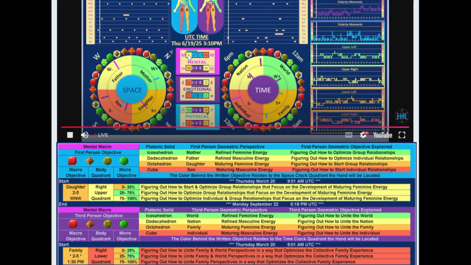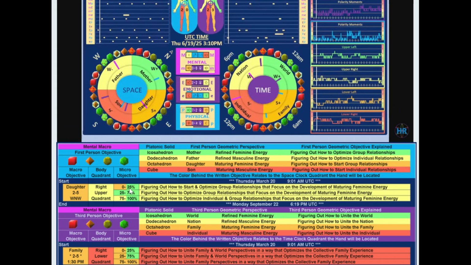So that would mean that this first square relates to the winter season. The second square relates to the spring season. This will be when we go through summer. This will be when we go through fall, and then we'll start a new awareness come the winter solstice of the next year. Okay, so that's how these are designed, the 0 to 25, 25 to 75, and 75 to 100.